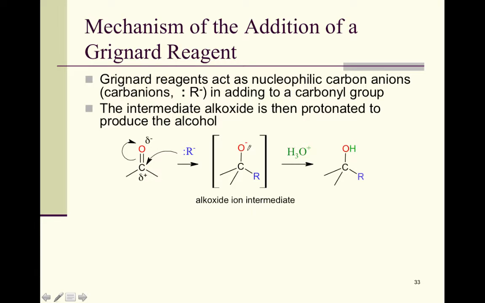will form the alkoxide ion. Here I'm not showing the lone pairs, but if you'd like to, go ahead and put in your lone pairs here. And then the second step is this alkoxide is going to be protonated, forming our alcohol. So the end result is the R group is now connected to the original carbonyl carbon. It's now sp3 hybridized instead of sp2 hybridized.